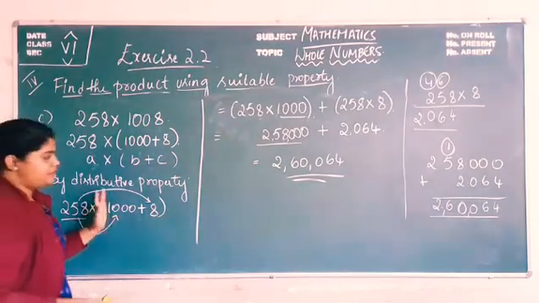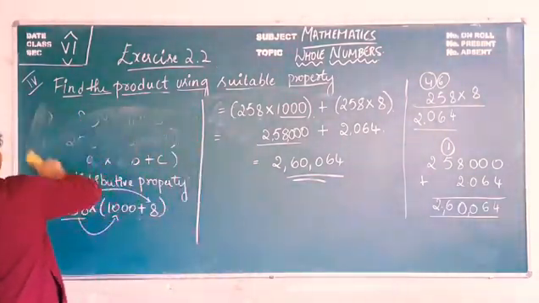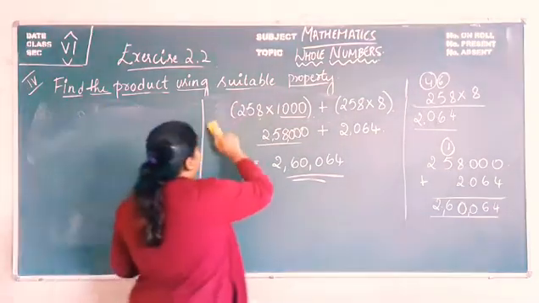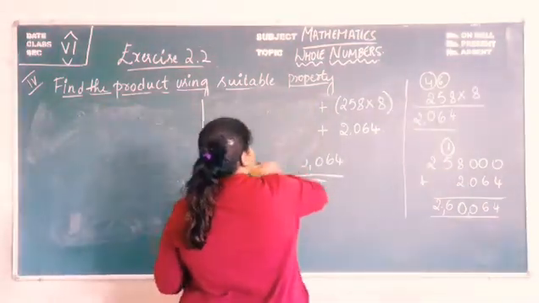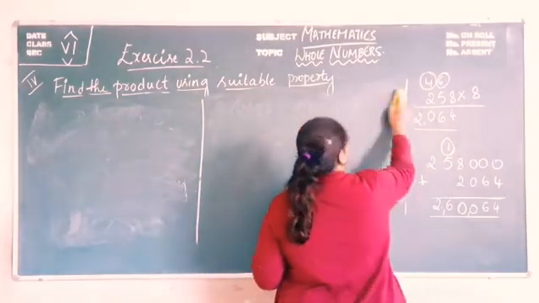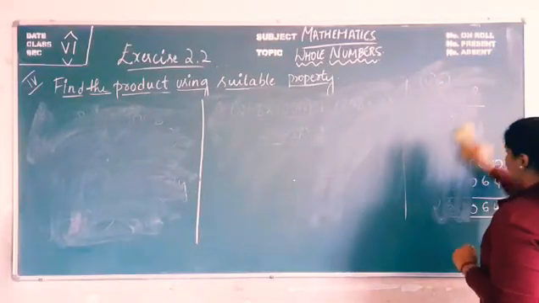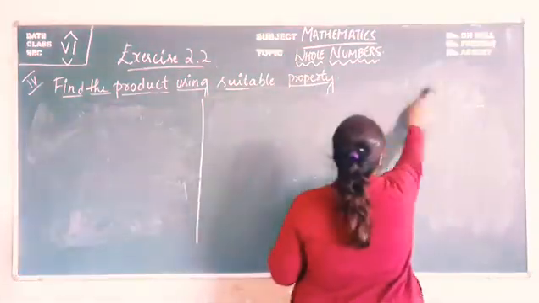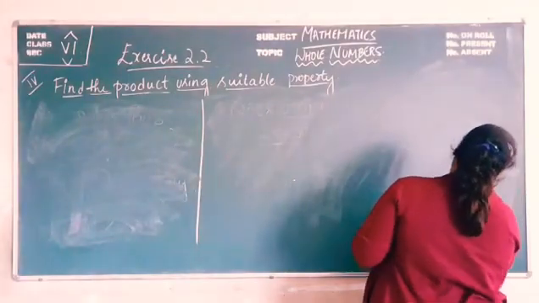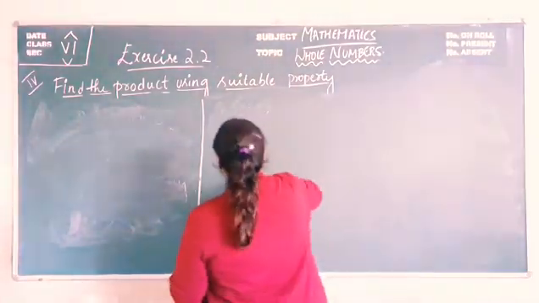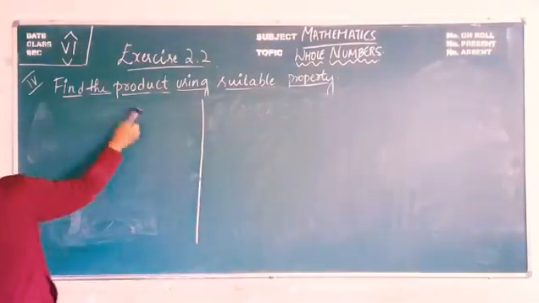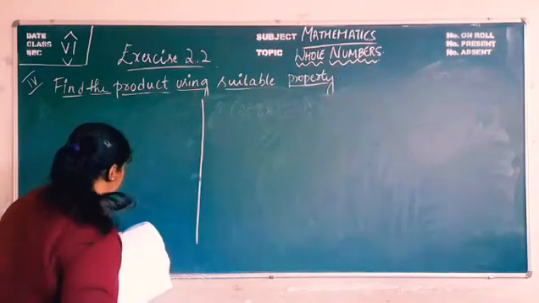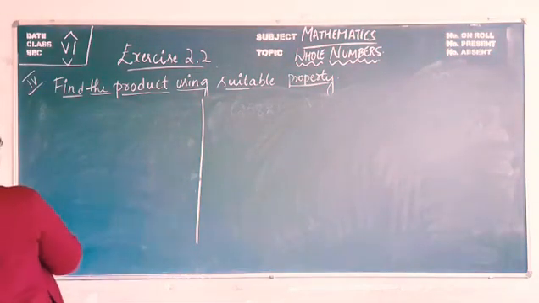So here also we have applied the distributive property. Now we shall see the last sum in this main question, that is sub question D.